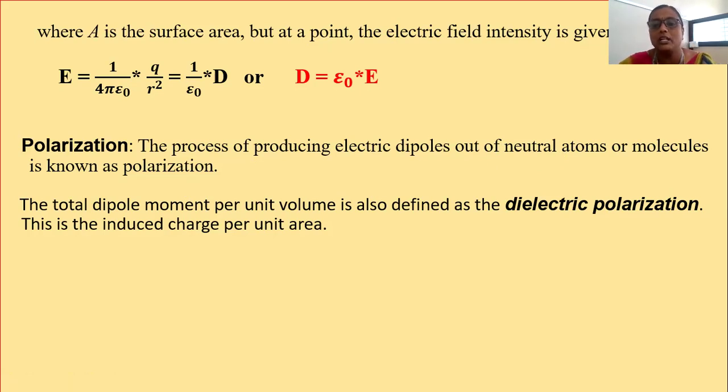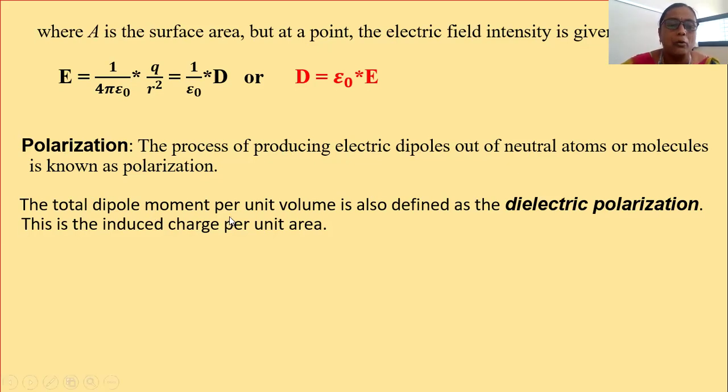The positive and negative charges will separate. When they separate from the nucleus, they form a dipole. That process is known as polarization. So again, the process of producing electric dipoles out of a neutral atom, or simply we can say polarization is nothing but the formation of dipoles inside the insulating materials. That is known as polarization.